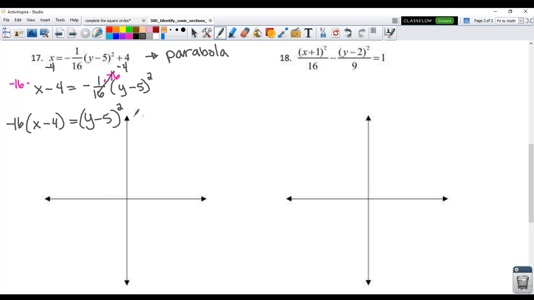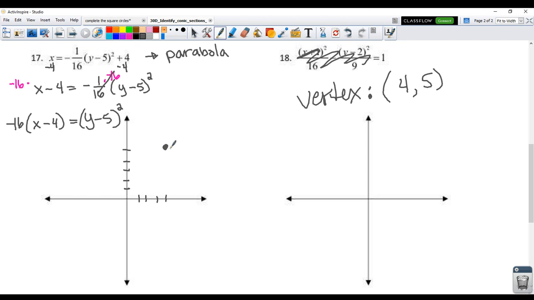So some things that we can recognize. The first thing we have to do is find the vertex. So the vertex, the x coordinate comes from your x parenthesis. So a negative 4 in parenthesis is a positive 4 as a coordinate. And a minus 5 in your parenthesis becomes a positive 5 for your coordinate for your vertex. So we go 1, 2, 3, 4 units to the right, and 1, 2, 3, 4, 5 units up. So there's the vertex for our parabola.